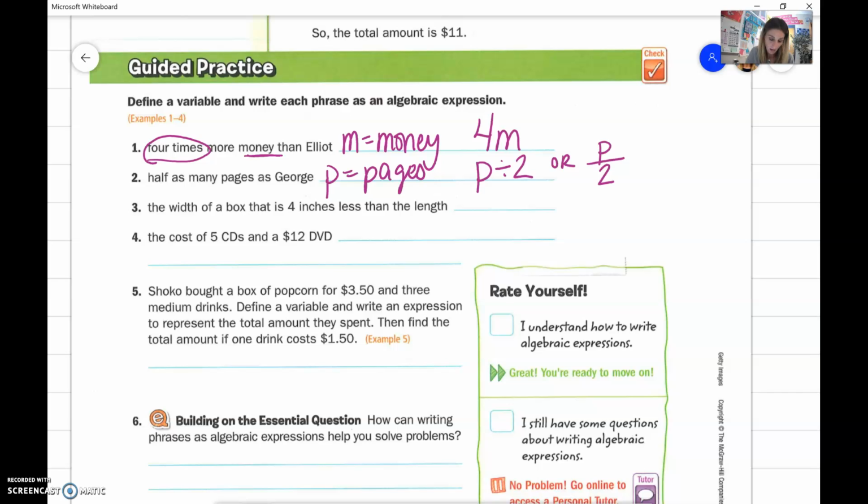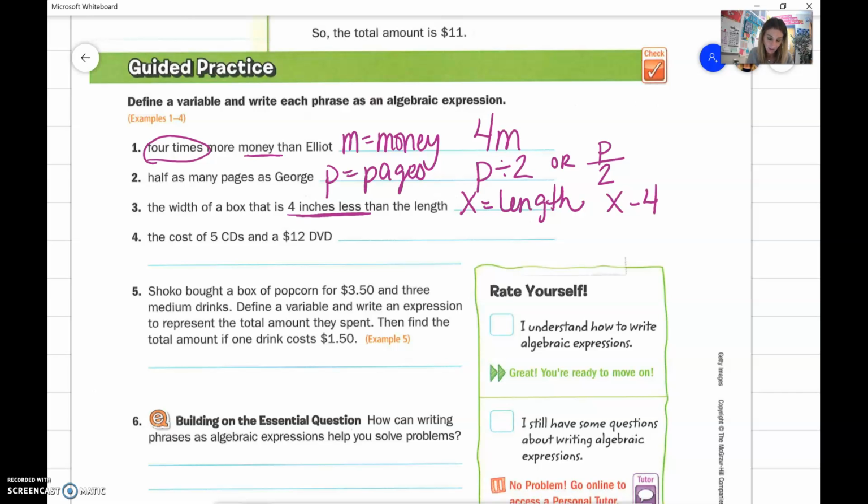All right, the width of a box is 4 inches less than the length. 4 inches less than the length. So instead of using L for length, because L always kind of looks like 1, let's just use X, and we're just going to say that that represents length. Okay, so we're taking 4 inches less than, so X minus 4.